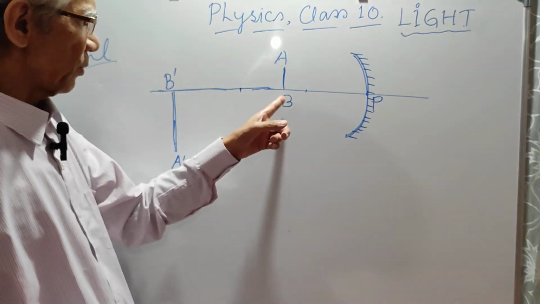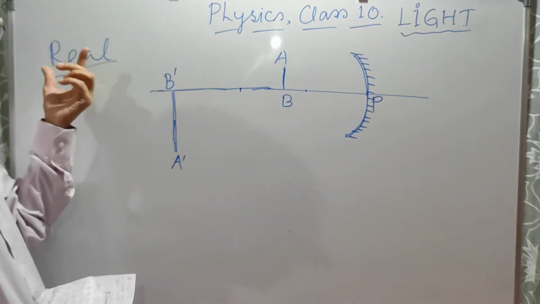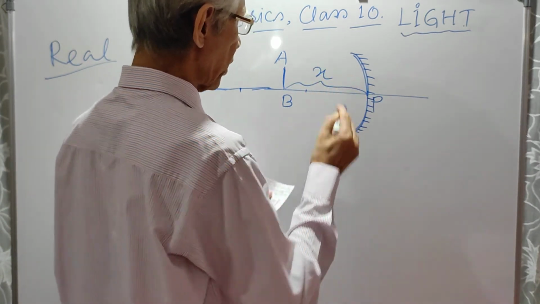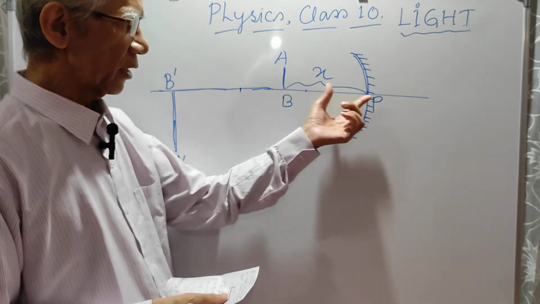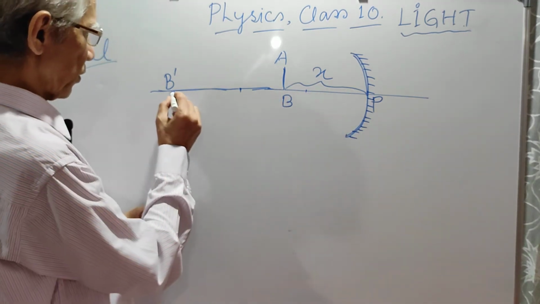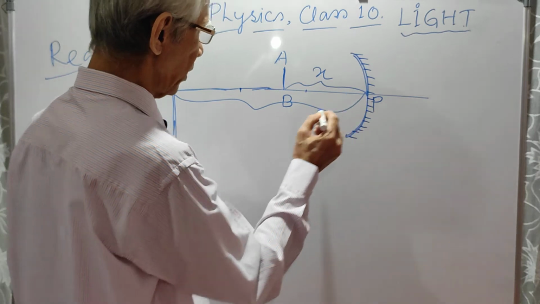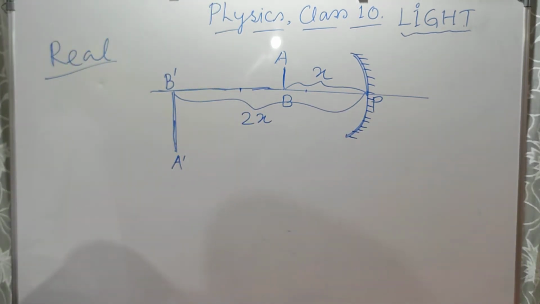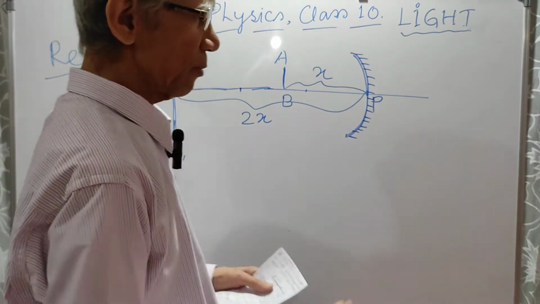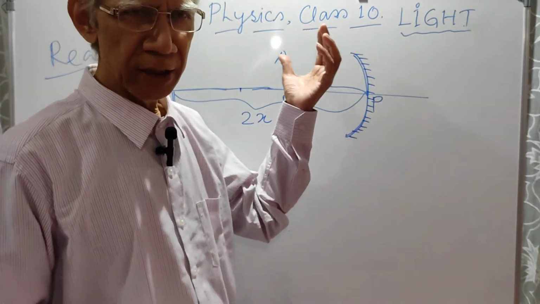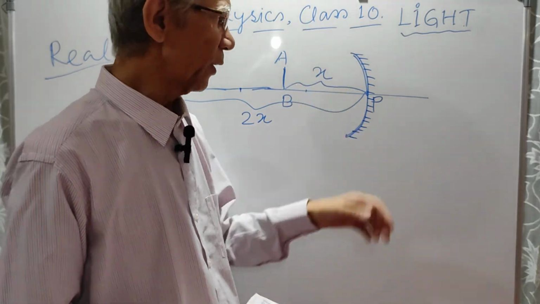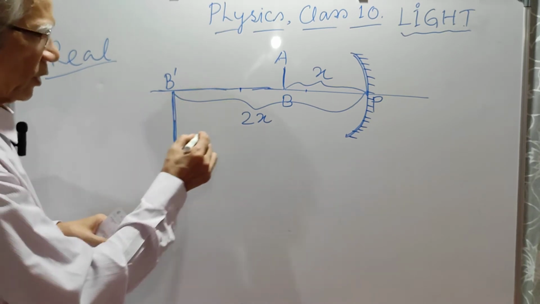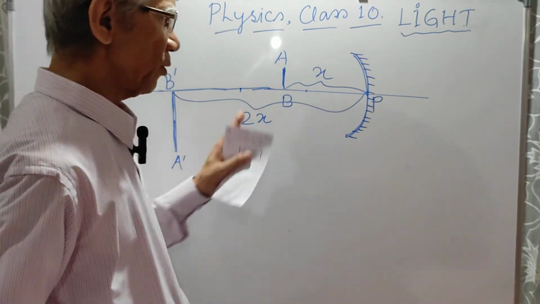Okay, so this is object, this is image. Now this is real image. Now this distance will take to be x, the distance between the pole and the object, that is called object distance. And this distance between the pole and the image, this will be image distance. So twice x. That same relation as before. So I showed you already in case of lens, the same thing. So this image is twice the object, therefore image distance will be twice the object distance.